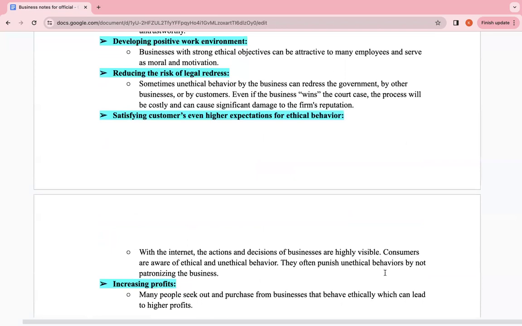Satisfying customers who have even higher expectations for ethical behavior. We're seeing that with the internet and social media, the actions and decisions of the business are highly visible. They're very scrutinized due to customers' awareness of ethical and unethical behavior. They often punish unethical behavior by not patronizing the business, which hurts profits. Many people seek out and purchase from businesses that behave ethically because they have trust in the business, which can lead to higher profits.